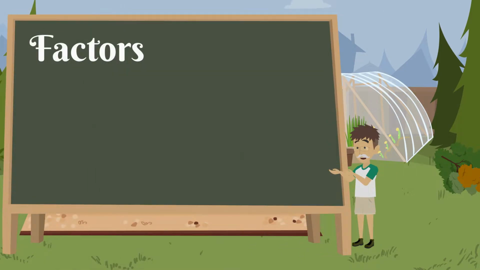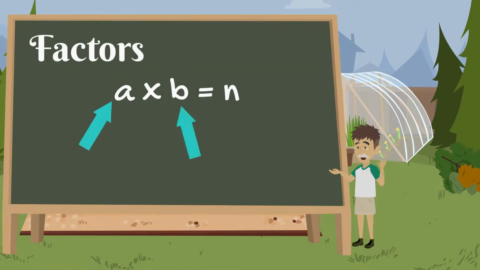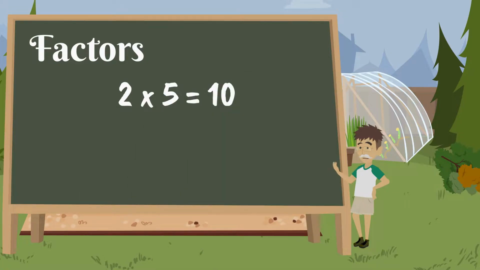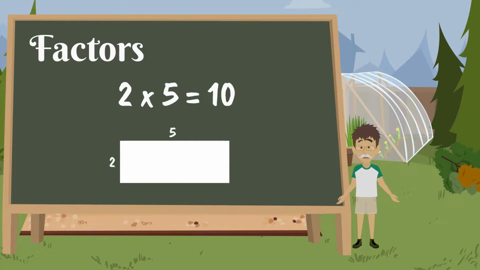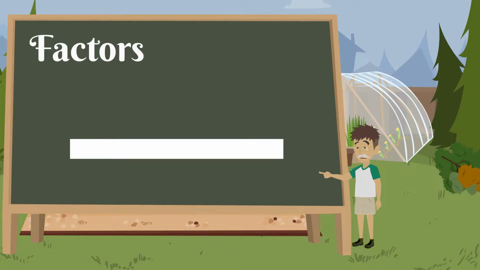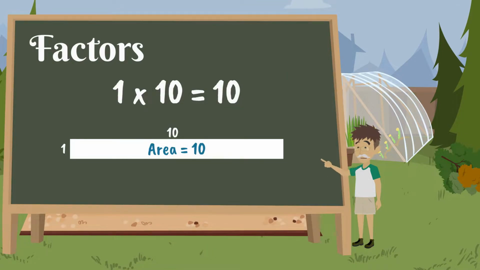First, any two counting numbers that multiply to a given number are called factors of that number. For example, 2 and 5 are factors of 10 because 2 times 5 equals 10. The factors of a number can be used with the area model of multiplication to create rectangles. Another rectangle with an area of 10 is one with a height of 1 and a length of 10. Because 1 times 10 equals 10, 1 and 10 are also factors of 10.